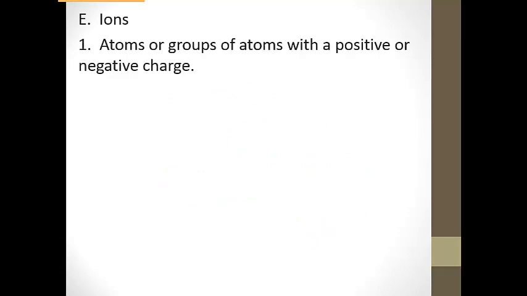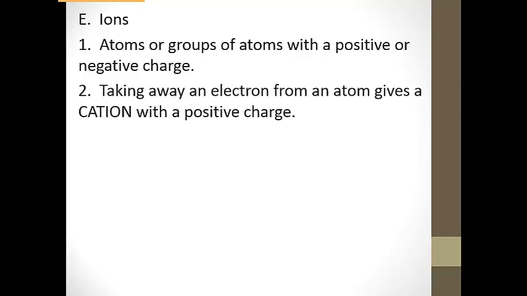Now we also want to look at ions in this one as well. An ion is a group of atoms, or it can be a singular atom, but it has a charge to it. So it has a positive or a negative charge. It's not neutral, so our protons and our electrons are not equal to each other. And when we take away an electron, that is going to give us what we call a cation. So a cation is anything that has lost an electron, and notice that it has a positive charge. When you lose an electron, that means that you now have more protons, fewer electrons, because one got taken away. So that gives you a positive charge.